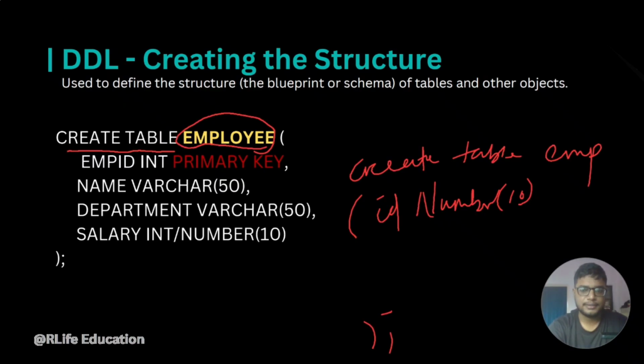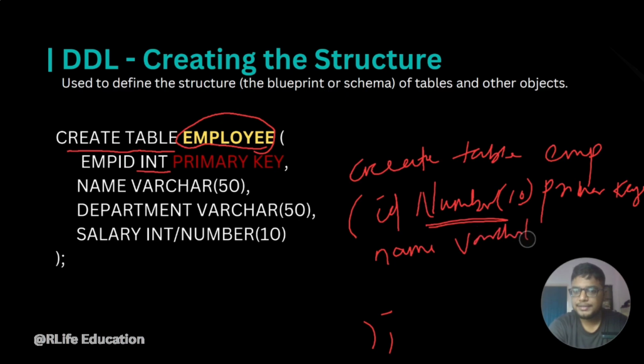Then constraint. Constraint means rules we assign to a column. I have to assign a rule to this ID. This ID column must have some data and some unique data. For that, I am going to assign the constraint as primary key. You can see here in employee it is written int. This is basically for MySQL, and you just have to use number in Oracle SQL. And then name. For name, you use varchar of size, assume 10.